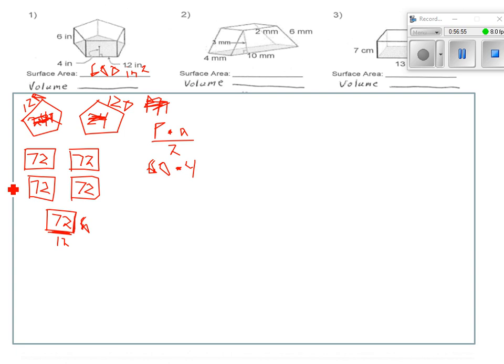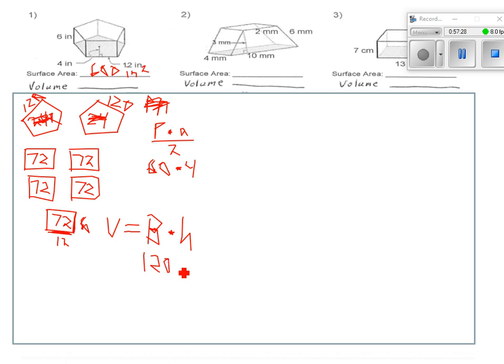Volume. If we do surface area first, volume's sort of easy, because the volume formula is big B times H. Big B is the area of one of the bases. What is a base in this case? The pentagon. And what's the area of that pentagon? 120. We just found that. So if we find the surface area, that's going to help us find the volume.